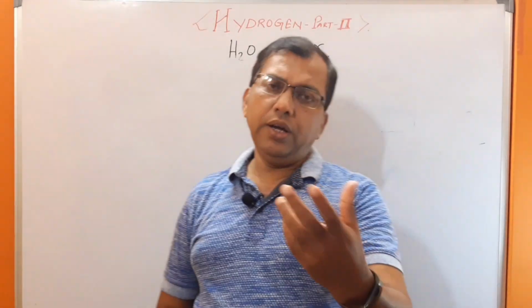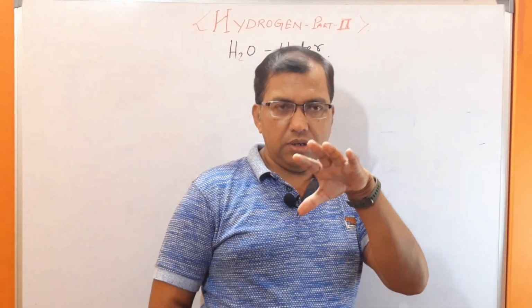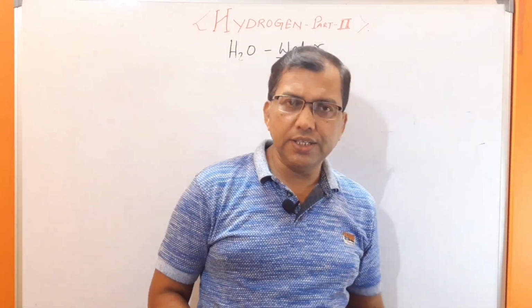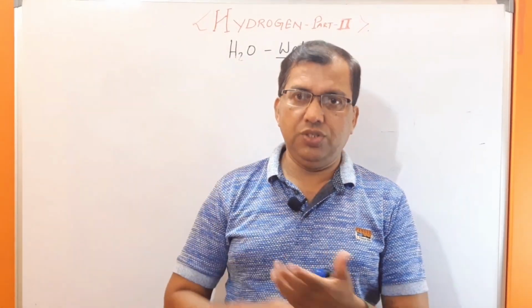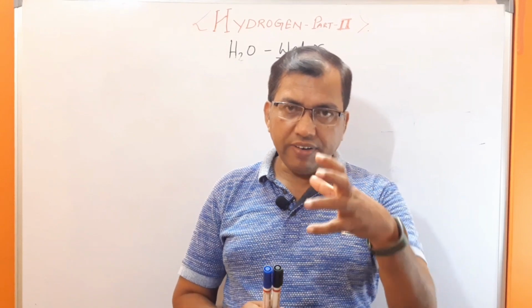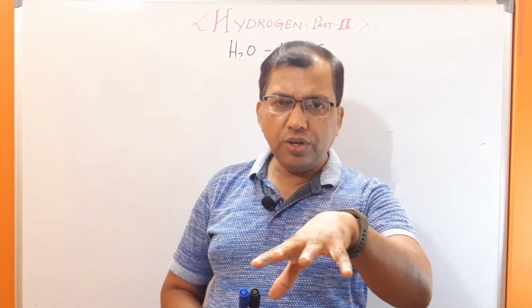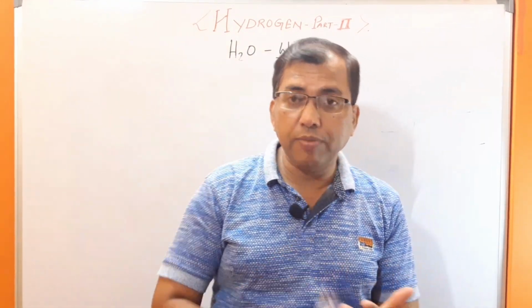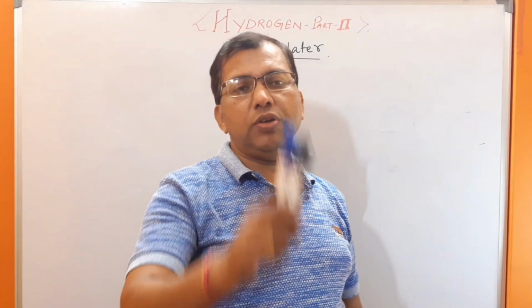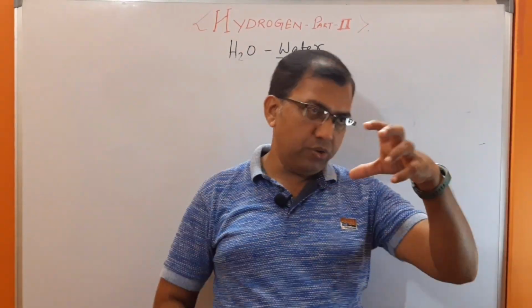Depending upon the chloride, sulfate or bicarbonate content, hardness is divided in two parts: temporary hardness and permanent hardness. Temporary hardness is due to dissolved bicarbonate salt, and permanent hardness means non-carbonate, that is, dissolved chloride and sulfate salt. Clear? Now, before this, we have to see what is soap.